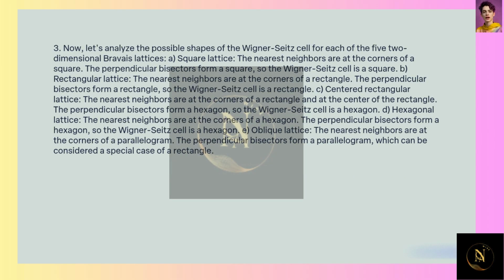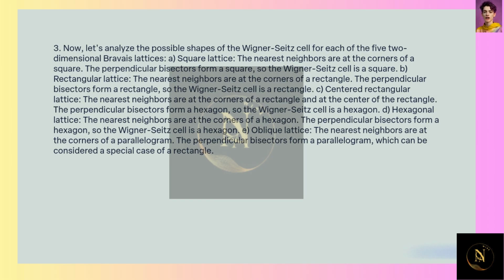3. Now, let's analyze the possible shapes of the Wigner Seitz cell for each of the 5 two-dimensional Bravais lattices. A square lattice, the nearest neighbors are at the corners of a square. The perpendicular bisectors form a square, so the Wigner Seitz cell is a square. The rectangular lattice, the nearest neighbors are at the corners of a rectangle. The perpendicular bisectors form a rectangle, so the Wigner Seitz cell is a rectangle.